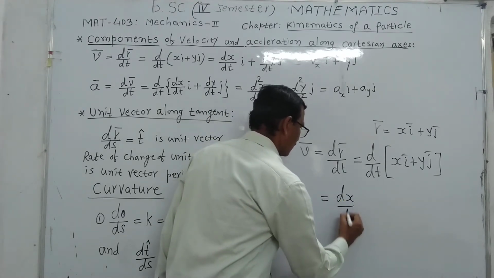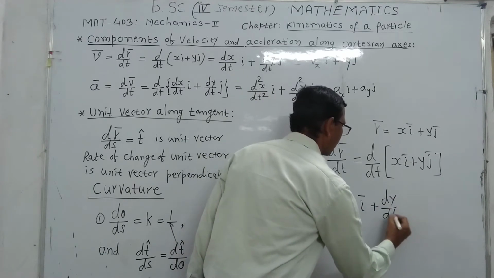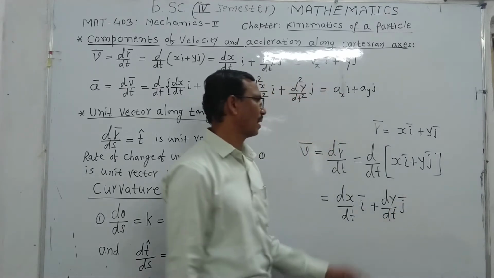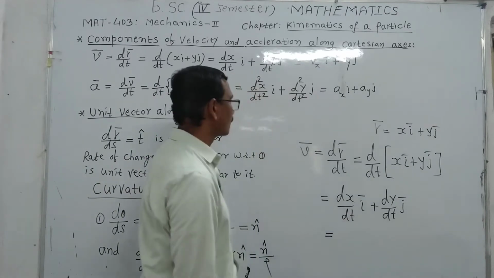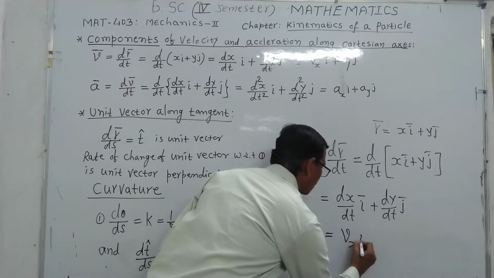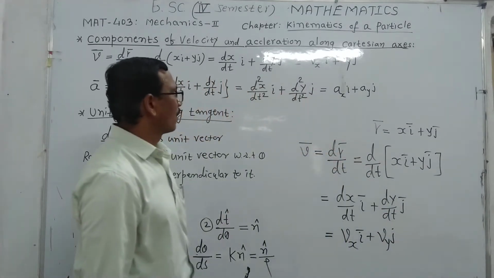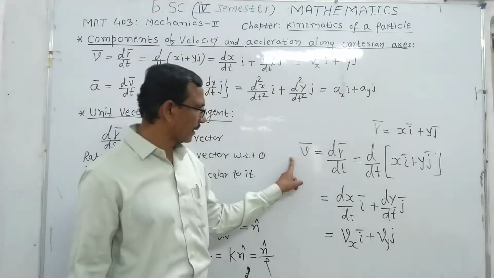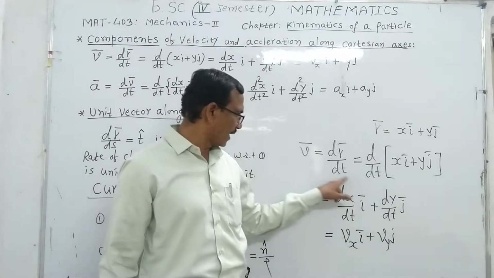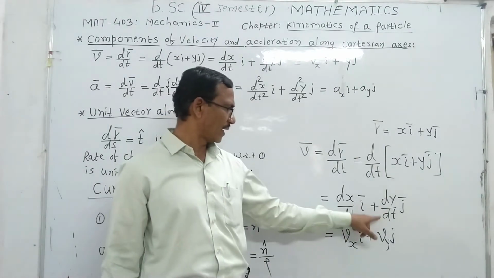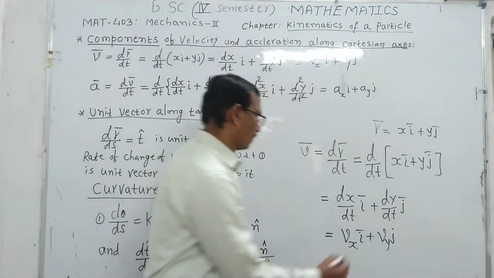dx by dt i bar plus dy by dt j bar. After differentiating, if we denote dx by dt as vx and dy by dt as vy, then the velocity v bar can be written as vx i bar plus vy j bar.